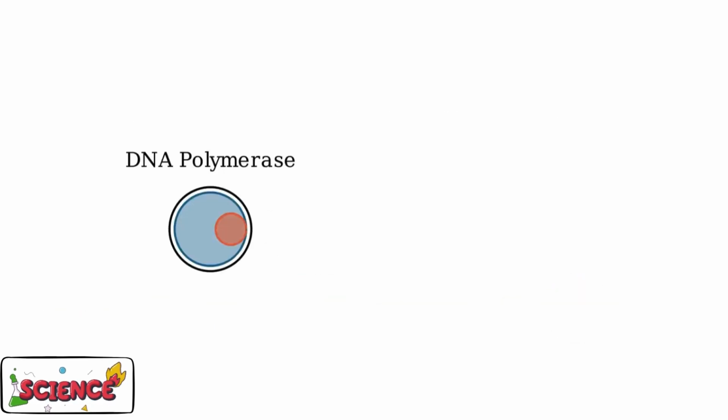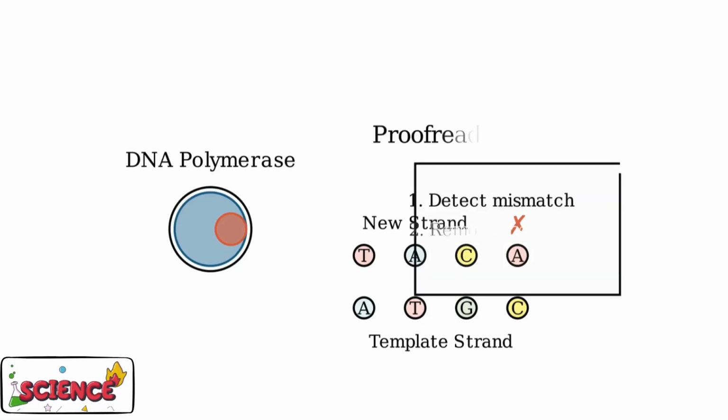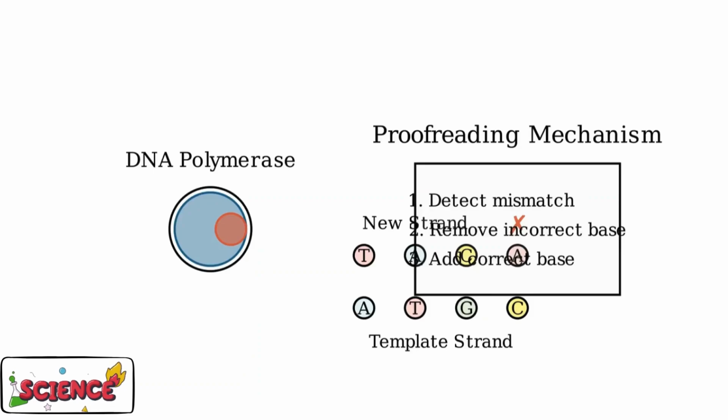DNA polymerase has built-in proofreading abilities to ensure accurate replication of genetic material. As it synthesizes the new DNA strand, it carefully checks each newly added nucleotide against the template strand. When an incorrect nucleotide is added, the polymerase detects the mismatch. The proofreading mechanism involves 3 key steps.